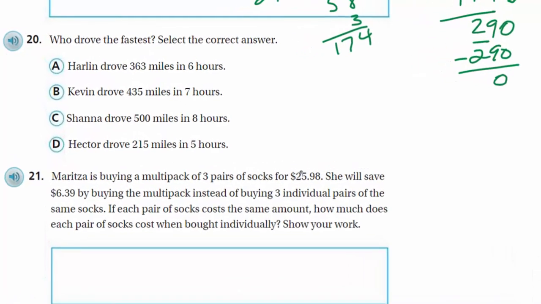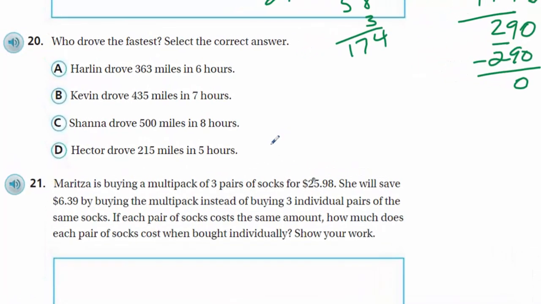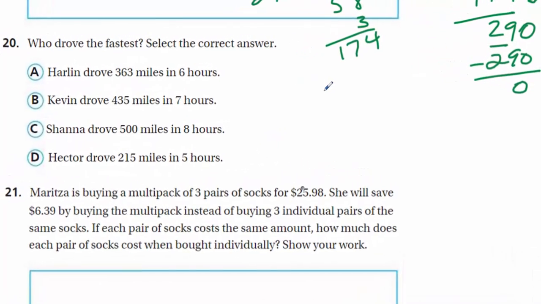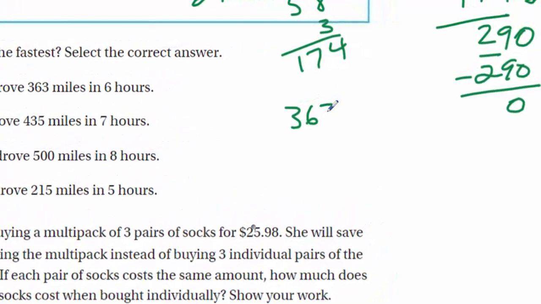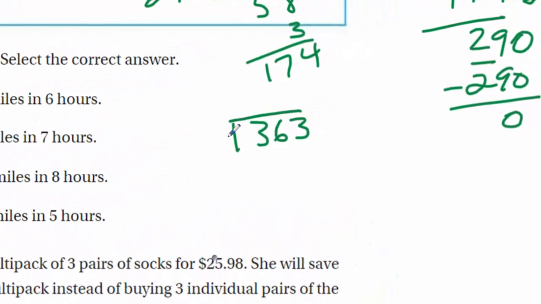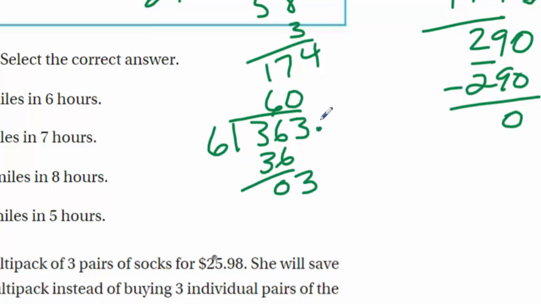All right, who drove the fastest? Select the correct answer. Let's go ahead and do A. So we're going to take 363 miles and we're going to divide that by 6. That's going to go there 6 times. At least they made up nice, easy problems, right? Now we have our 3. Oh, 6 can't go into a 3, so that's going to be 0. We need to add in our decimal, up, up, and away, and then we put in our zeros.